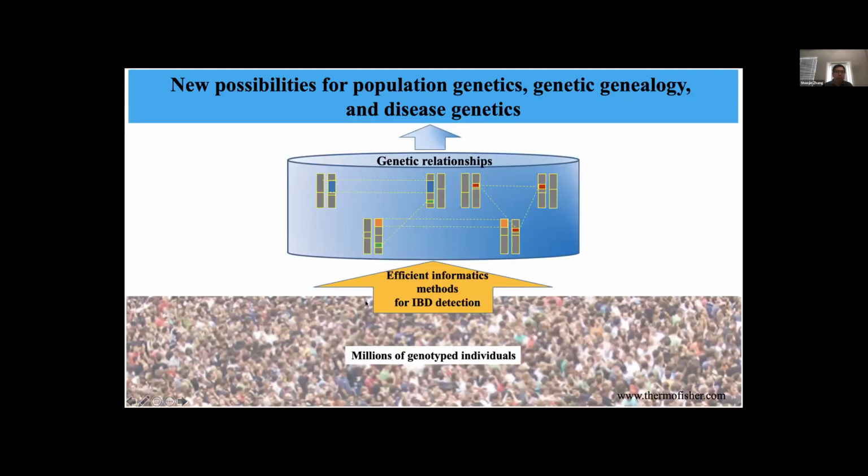For future work, many people have had their DNA sequenced. With our efficient informatics methods for IBD detection, I hope we can build population-based genetic relationships. With that, there are a lot of new possibilities for population genetics, genealogy search, and disease genetics. For collaboration, we are interested in how to deploy our new tool to the cloud, and we also need some help regarding security and privacy issues when dealing with genetic data.